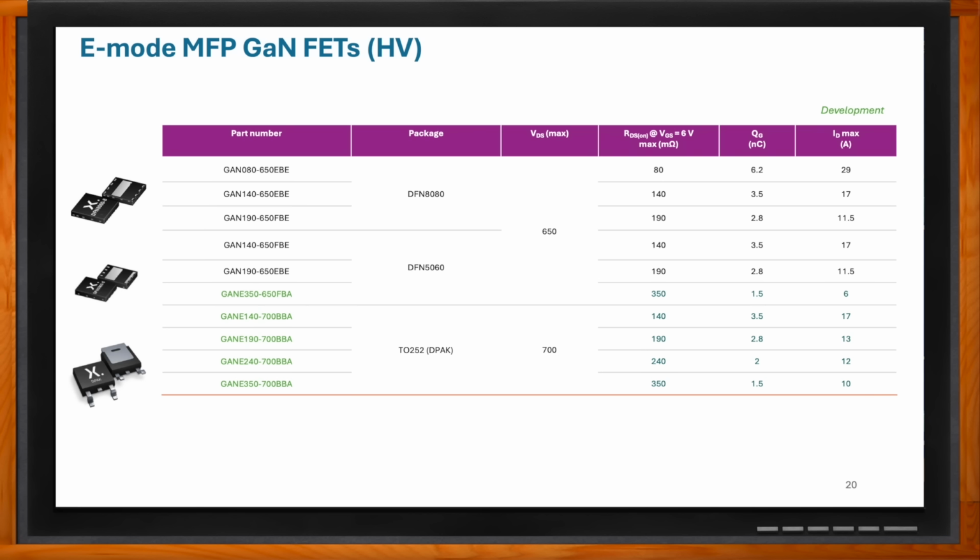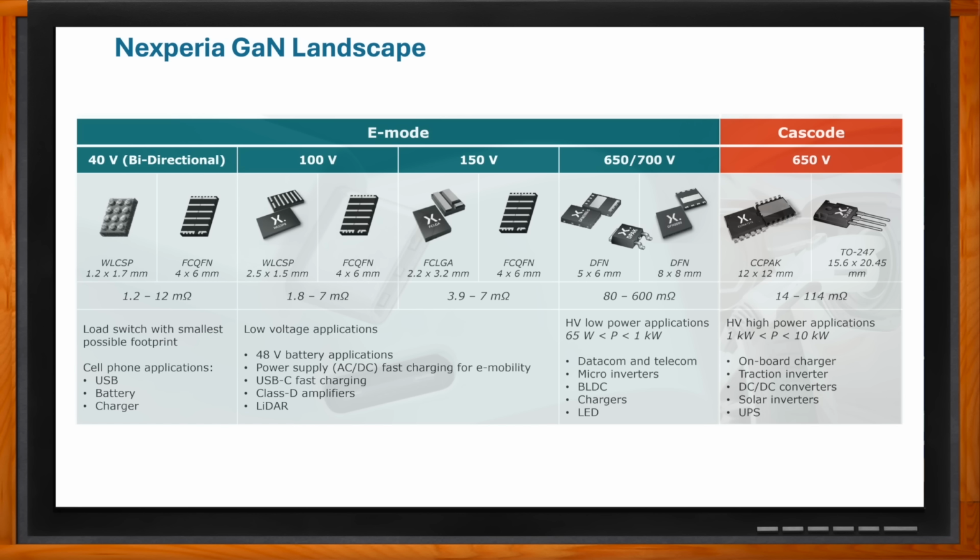So, Art, what does the overall Nexperia ecosystem look like here? The ecosystem of Nexperia goes from 40 volts, which is bidirectional GaN in the chip scale or QFN package, all the way up to 650 volts in a cascode in the CCPAK, which is probably my favorite package as of late, and the TO-247, which has been around forever. Not as long as I have, but definitely not far from it.